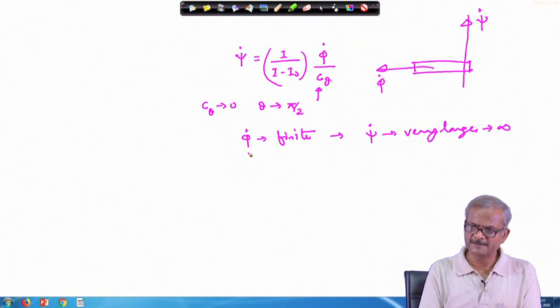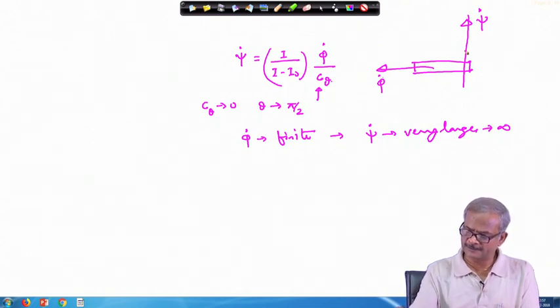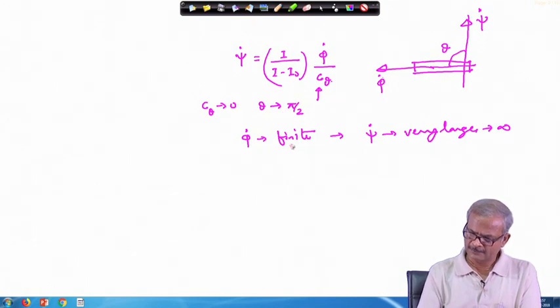So, for a finite spin, if you increase the angle of nutation, this is your theta angle, up to 90 degrees, bringing it to this place, in that case the precession rate will be extremely high.